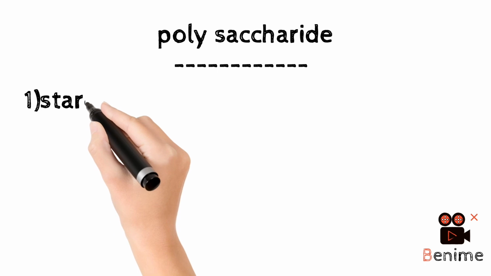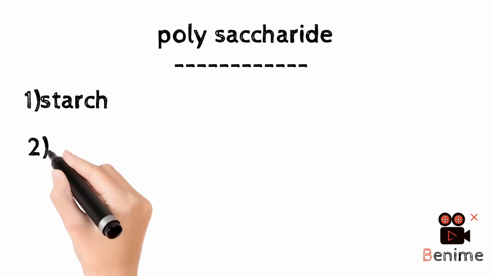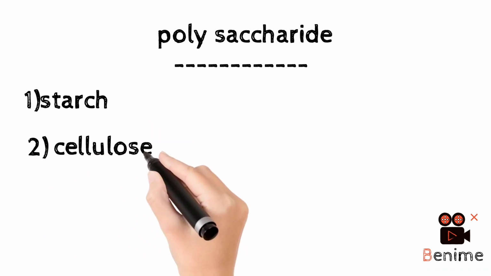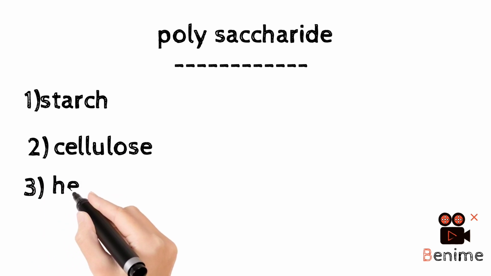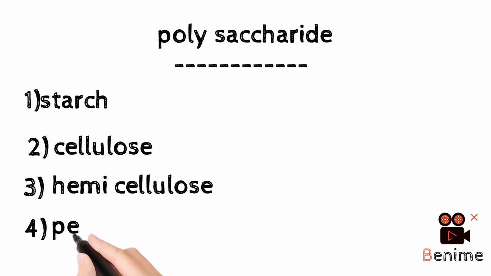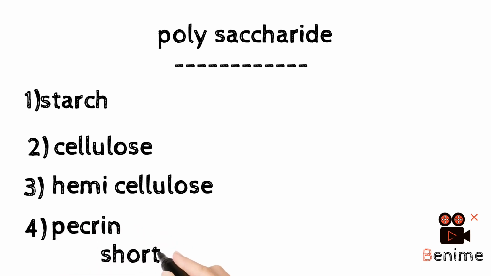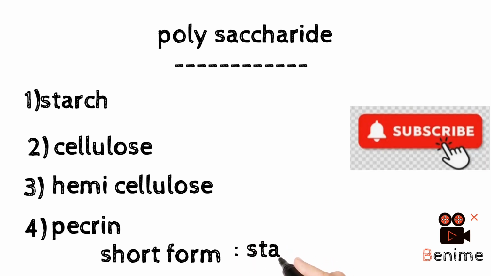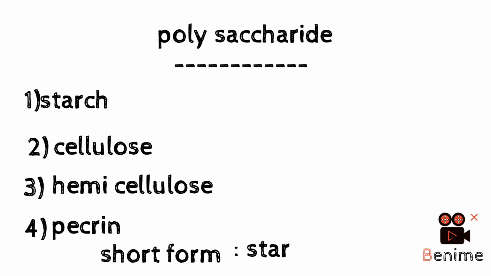We know the examples of polysaccharide: starch, cellulose, hemicellulose, pectin. You can keep in your mind the short form: star cell hemipectin. Star cell hemipec. This is a name of a white man. Star cell hemipec.